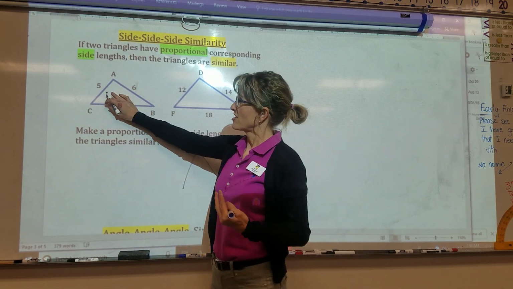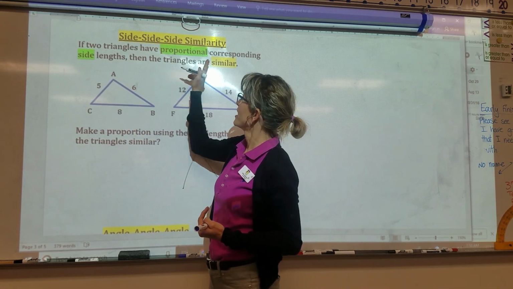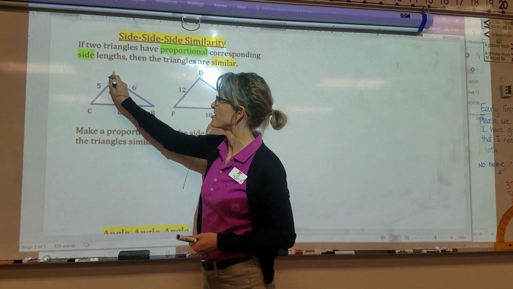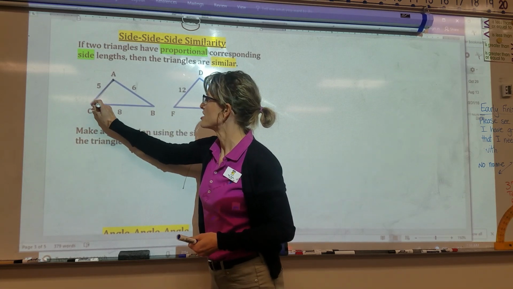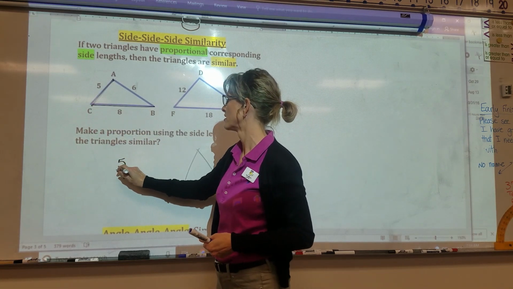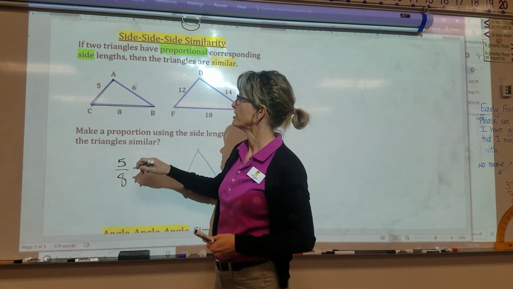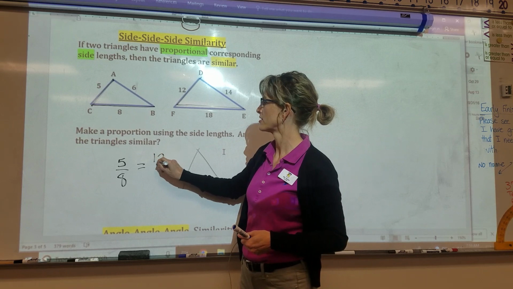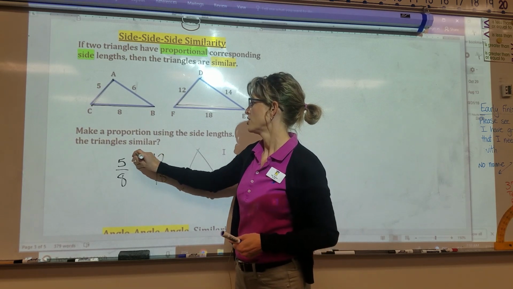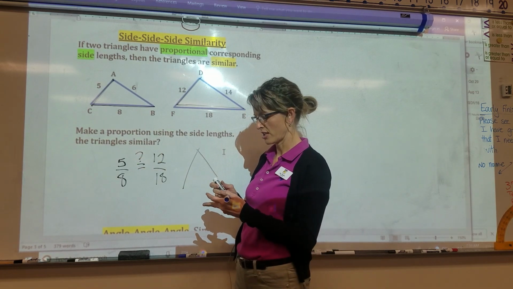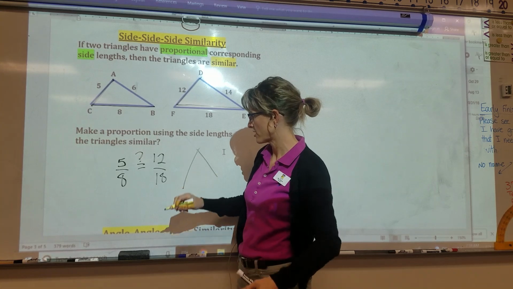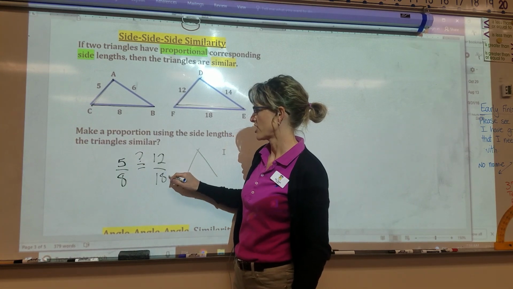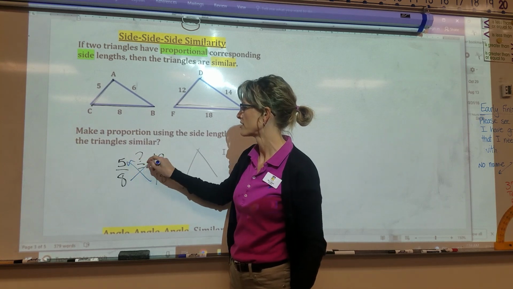So let's test to see if they're similar. We're going to test, are the sides proportionate? I'm going to randomly pick this 5 and this 8 and make a ratio out of it. Is that proportionate to 12 and 18? That's what we're checking. Let's cross multiply and check, because I don't see an easy integer relationship.